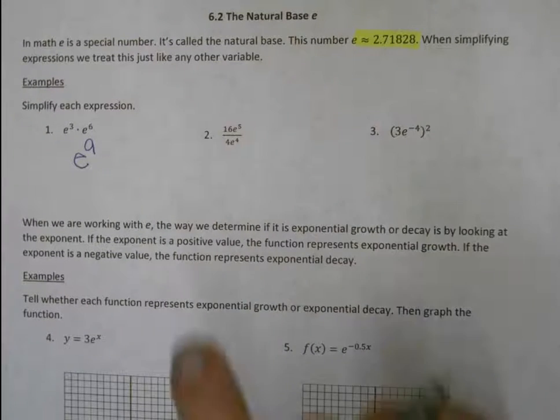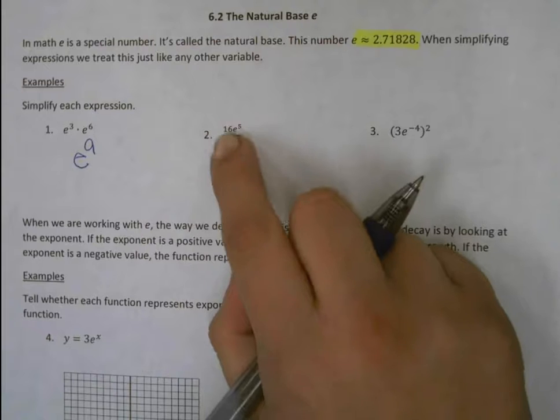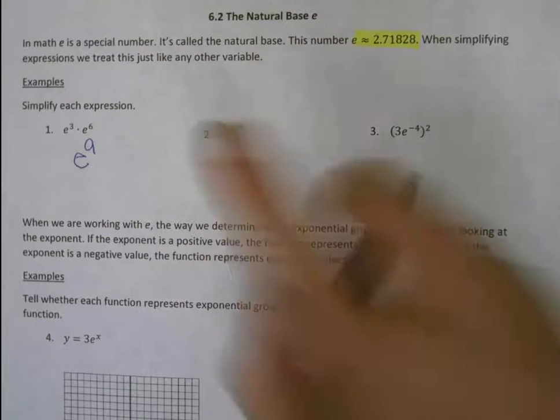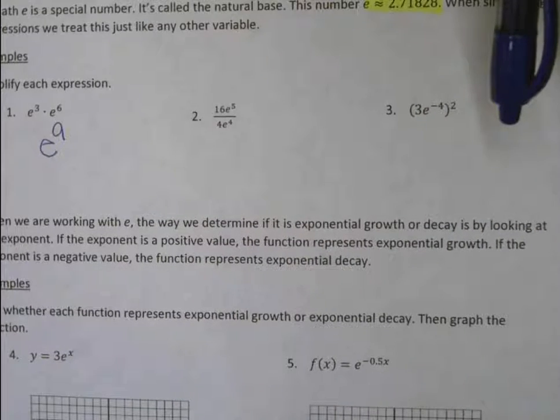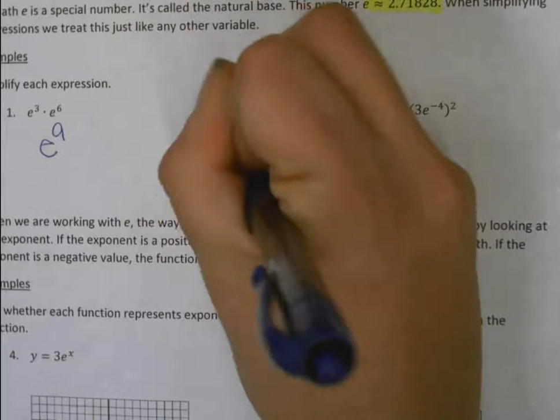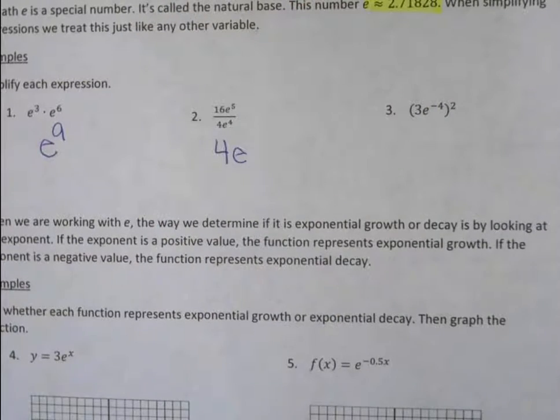Okay, so on number 2, I want to start by dividing the 16 by 4. 16 divided by 4 is 4. And then I subtract my exponents because it's division. 5 minus 4 is 1, so I don't have to write it. Questions on 2?